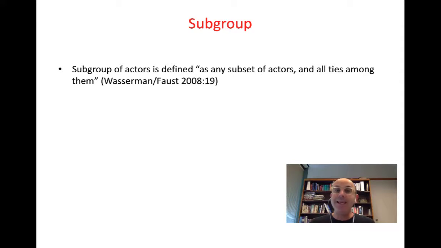Another subject is the subgroup. A subgroup of actors is defined as any subset of actors and all the ties among them. For example, I have the people that I meet every Friday afternoon, and we meet for beer and we talk about visualization. So the subgroup is all the people that I meet on Friday afternoon to talk about visualization over beer.